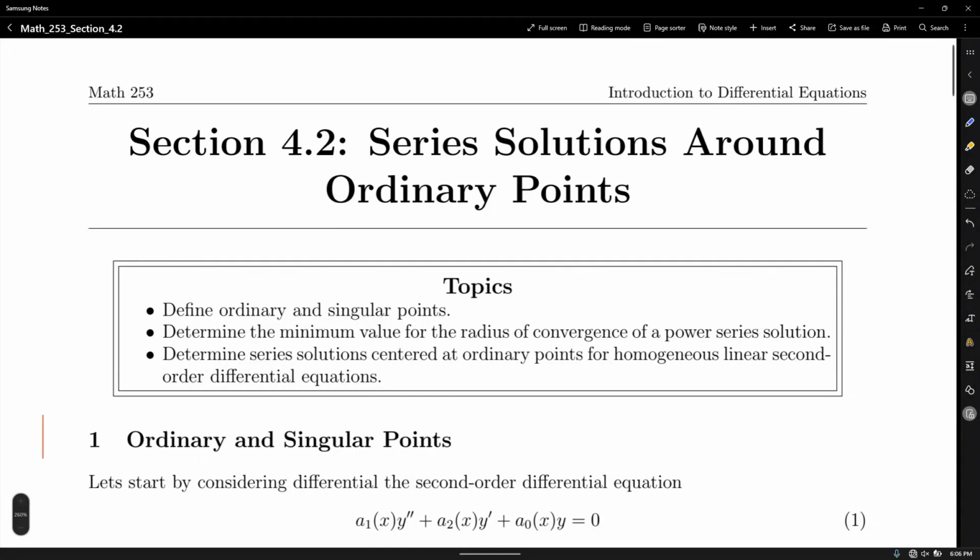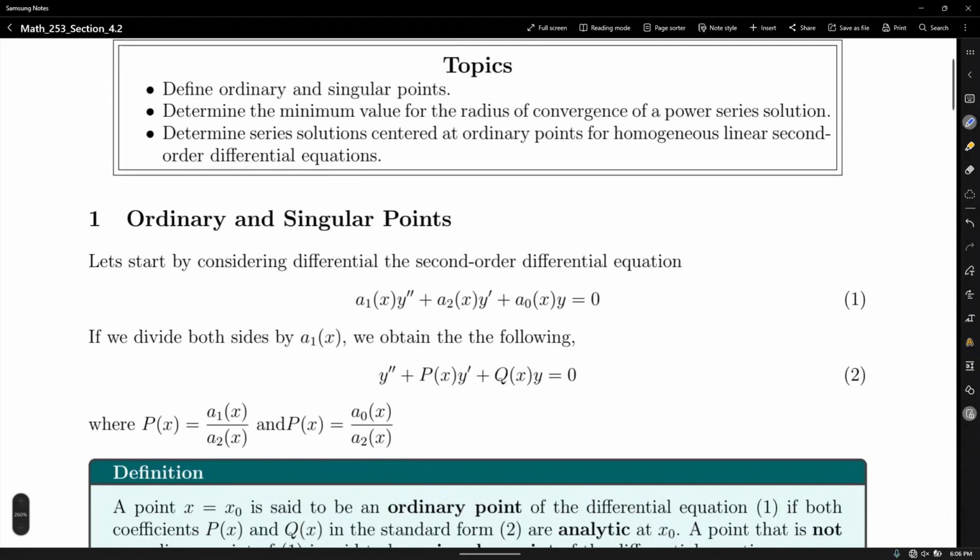Series solution around an ordinary point. Number one, we're going to define what an ordinary and singular point are. Determine the minimum value for the radius of convergence of a power series solution. That's something we need to take into consideration. And determine, of course, a series solution centered at an ordinary point for homogeneous linear second order differential equations. I may do some non-homogeneous, but that can be later, not initially.